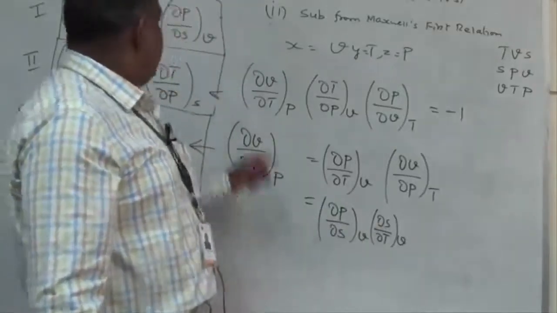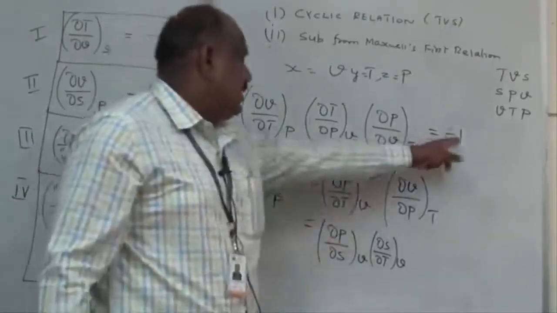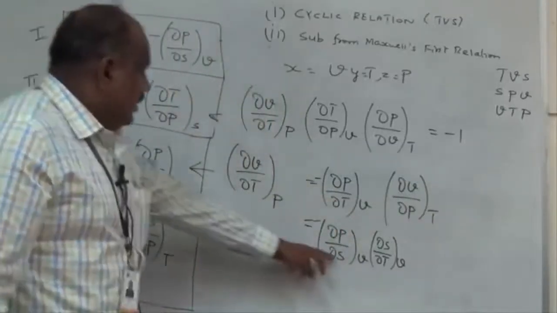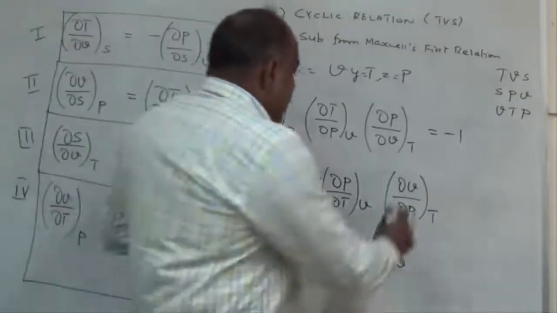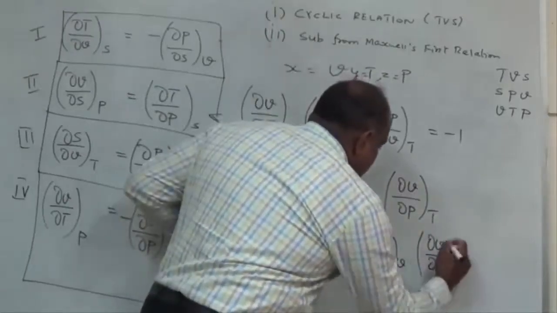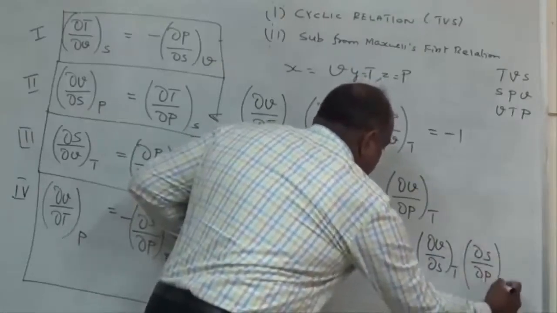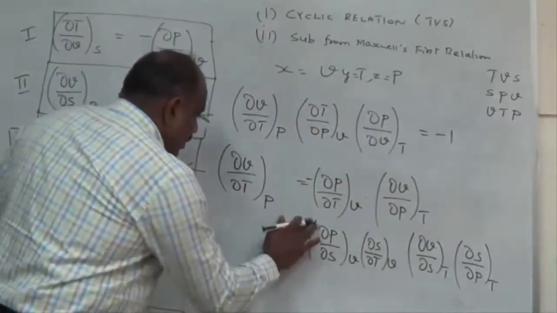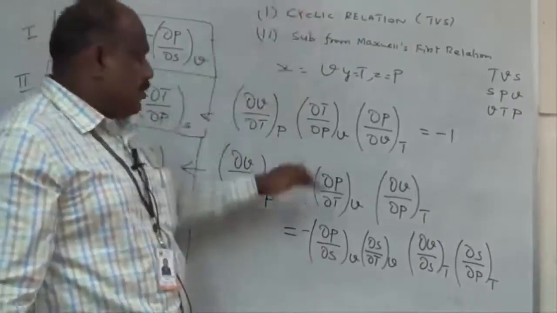Why did we do it like this? Then only I can replace this ∂P/∂V. Here also I forgot to put a minus sign because the minus one is there. Here also the minus sign will come. So it is minus ∂P/∂S at V. This term can be replaced with ∂T/∂V of S into ∂S/∂T of V. For the third term also, you multiply and divide by S. So it is ∂V/∂S at T into ∂S/∂P at T.